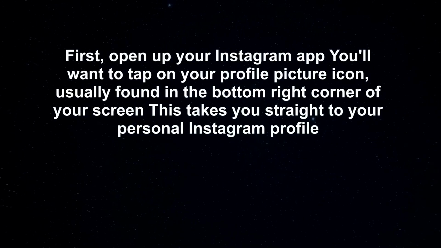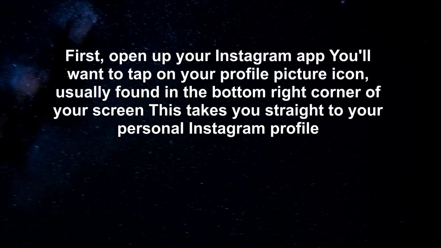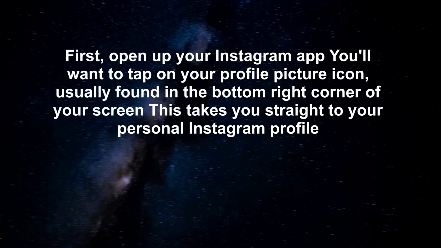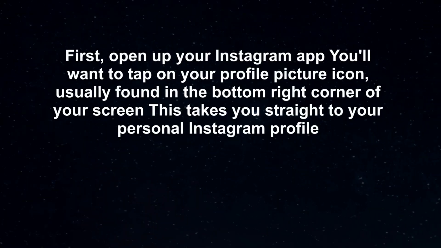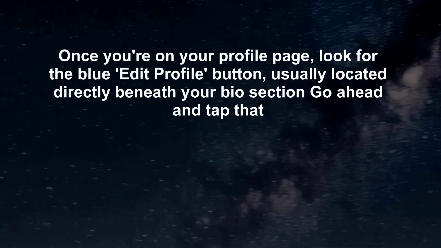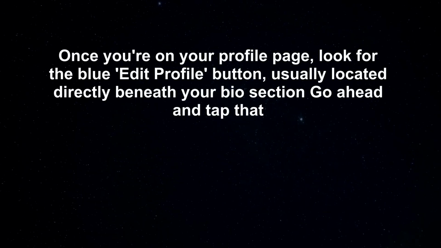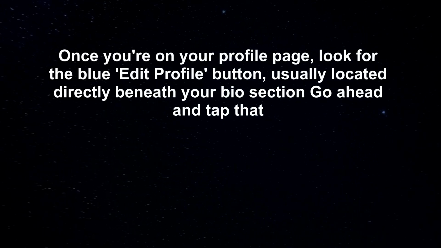You'll want to tap on your profile picture icon, usually found in the bottom right corner of your screen. This takes you straight to your personal Instagram profile. Once you're on your profile page, look for the blue Edit Profile button, usually located directly beneath your bio section. Go ahead and tap that.